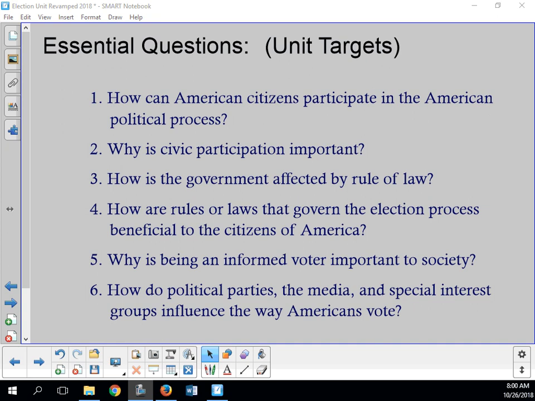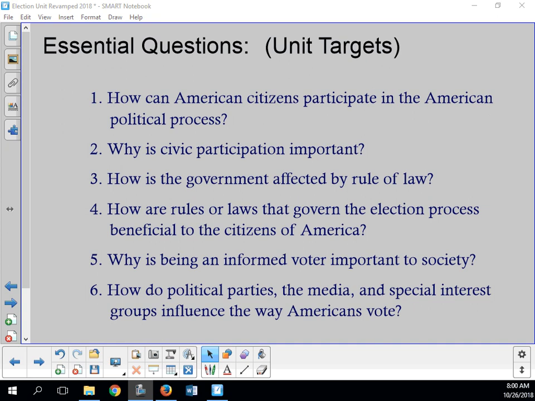Okay. All right, so our questions are these. How can American citizens participate in the American political process? You all ought to know this answer. What's one way Americans can participate in the political process? They vote. You bet. That's only part of the answer, but that is a big part of that answer.